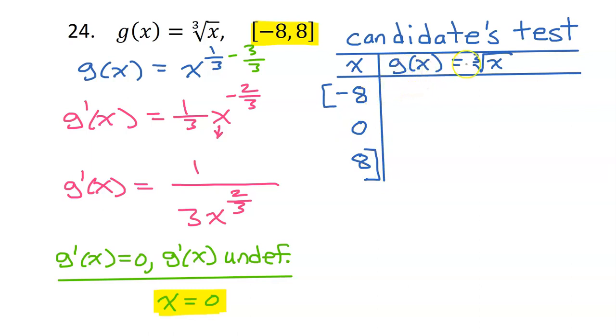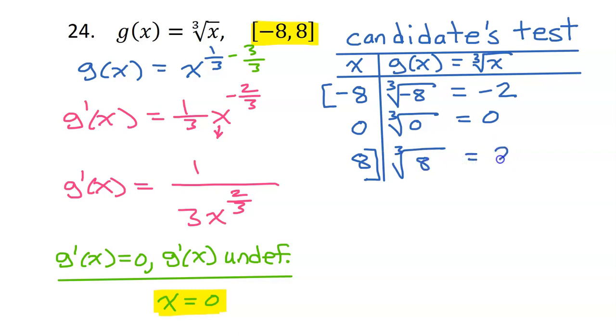Now we simply evaluate g of x at each of these three candidates. Whatever is the highest value will be the absolute max. Whatever is the lowest value will be the absolute min. So first let's do the cube root of -8. That is -2. How about the cube root of 0? That is 0. And then the cube root of +8 is +2. So we have an absolute maximum of 2 at x equals 8. There is an absolute minimum of -2 at x equals -8.